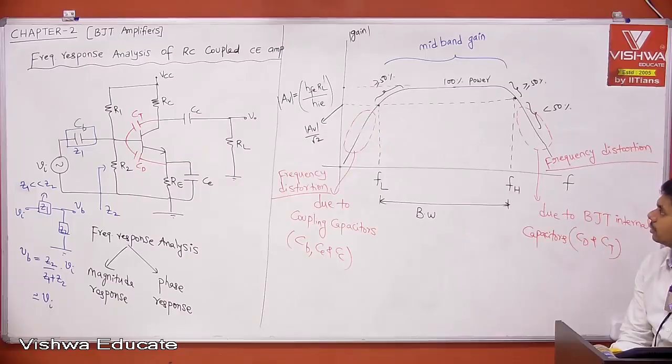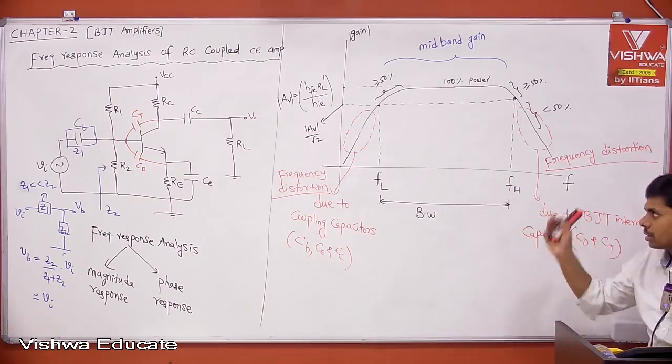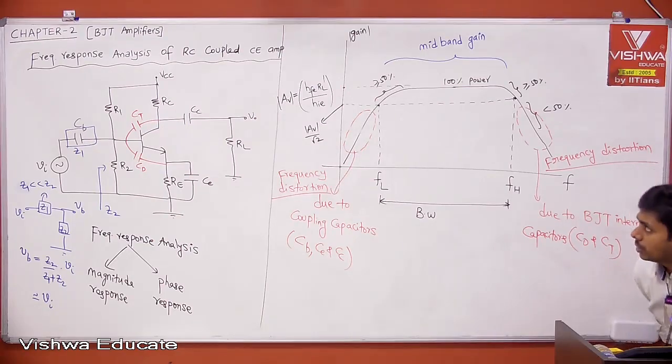I'll give you 2 more minutes. Then after that we will see the frequency response of the multi-stage RC coupled CE amplifier. But before that I'll explain the limitation. I think the frequency response itself, the plot itself, is saying the limitation of the circuit.